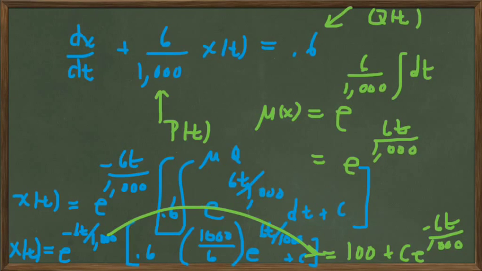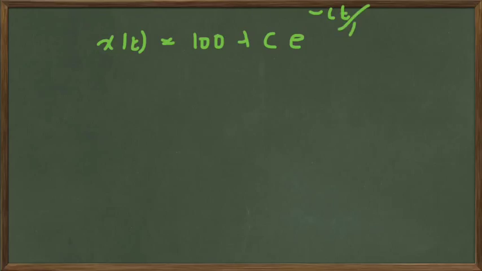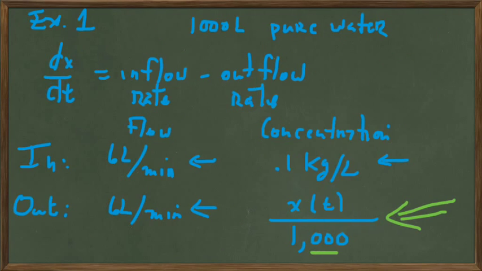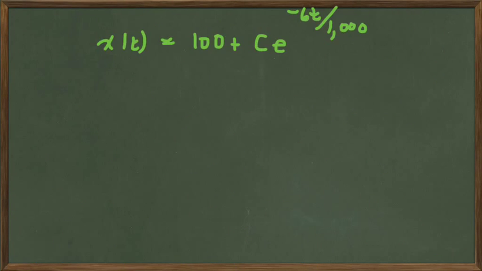So let's rewrite this on the next blackboard. What we have obtained is that x of t is 100 plus c e to the minus 6t over 1,000. Now remember that we assumed that in the tank initially we had 1,000 liters of pure water, so the amount of salt, x of t, in the tank at time 0, x of 0, would be 0, right?